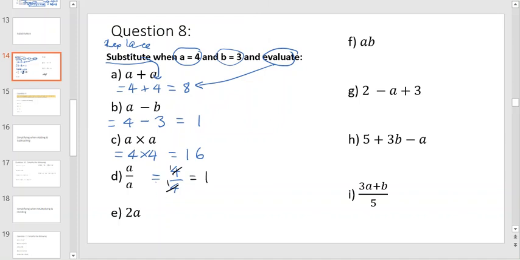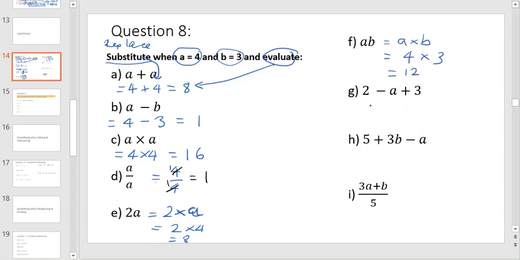Now, 2A, this is where our algebra skills are extremely important. I know that is really saying 2 times A. Oop, that's an A there. So if I know it's 2 times A and A is 4, I would have 2 times 4. 2 times 4 gives me my 8. So you should have had 8 for that one. F, I've got A times B here. We know AB is really A times B. So if A is 4 and B is 3, I have 4 times 3, which is just 12.